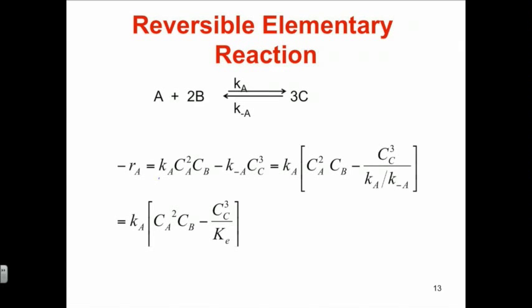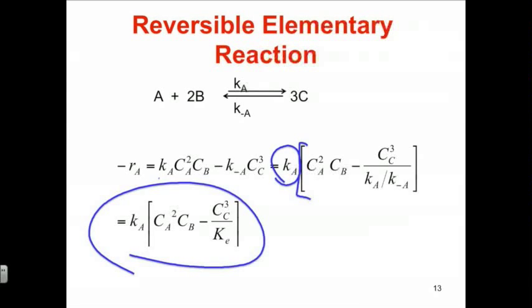By pulling out a k_A, we have now that the rate of disappearance of A is equal to k_A multiplied by the quantity C_A squared times C_B minus C_C cubed over k_A over k_minus A, which is just capital K_E, which gets us this. And this is our final rate law for a reversible elementary reaction.